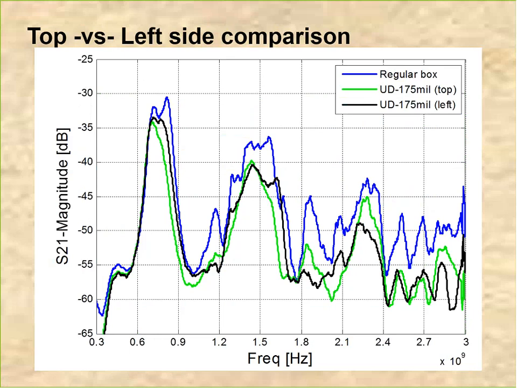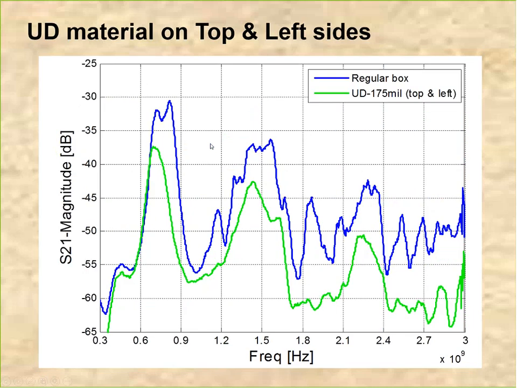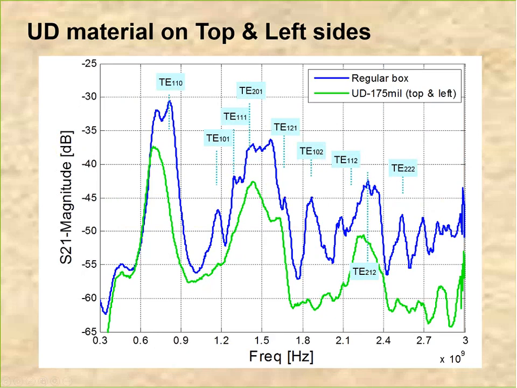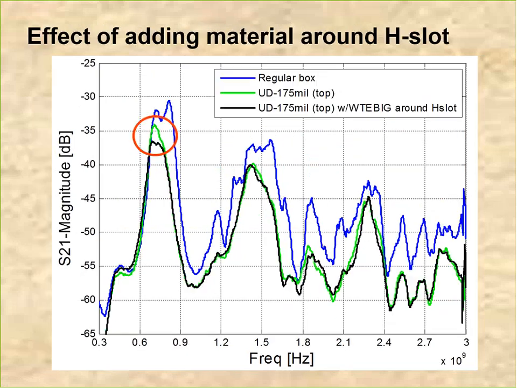If we put the material on the top, like the previous chart, or we put it over on the left-hand side, you can see that it makes a little difference on some of the modes, but not a heck of a lot. We get some reduction. If we put it both in the top and the left, well, there's twice as much material now, and we're actually getting more loss, as you can see in this chart. Most of the modes are being reduced down quite a bit.